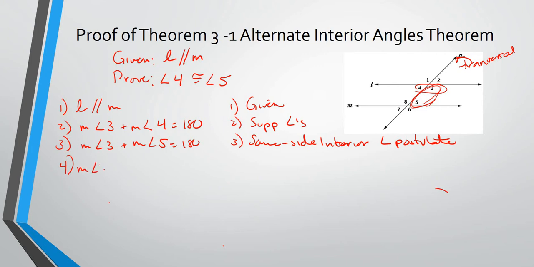I'm going to set the measure of angle 3 plus the measure of angle 4 equal to the measure of angle 3 plus the measure of angle 5. Take a second and see if you can figure out the reason for that. Okay, that's our transitive property.